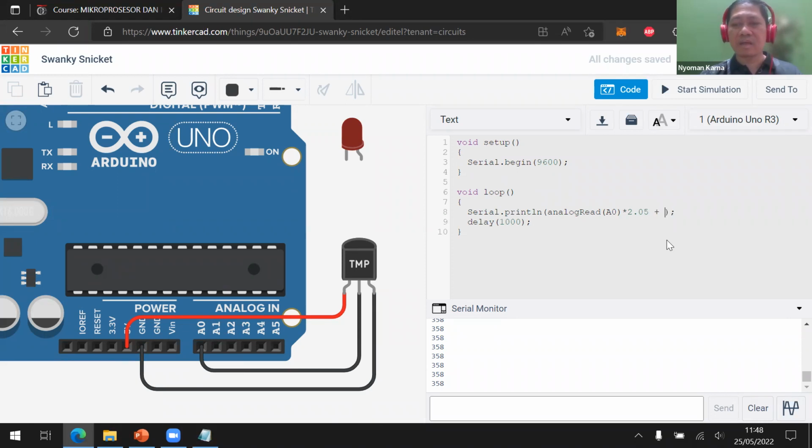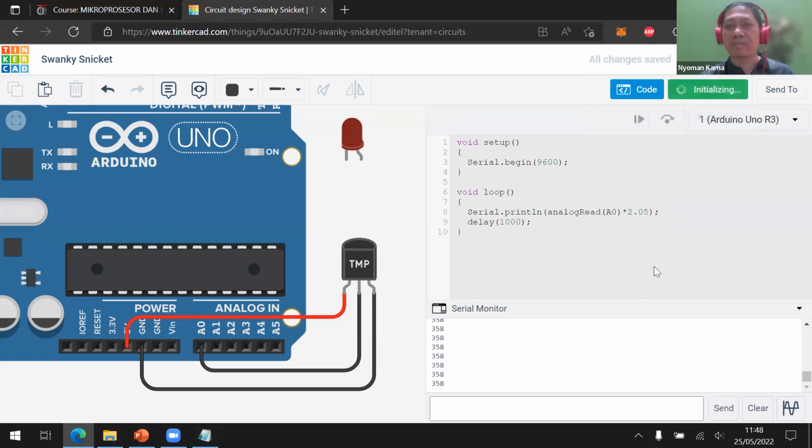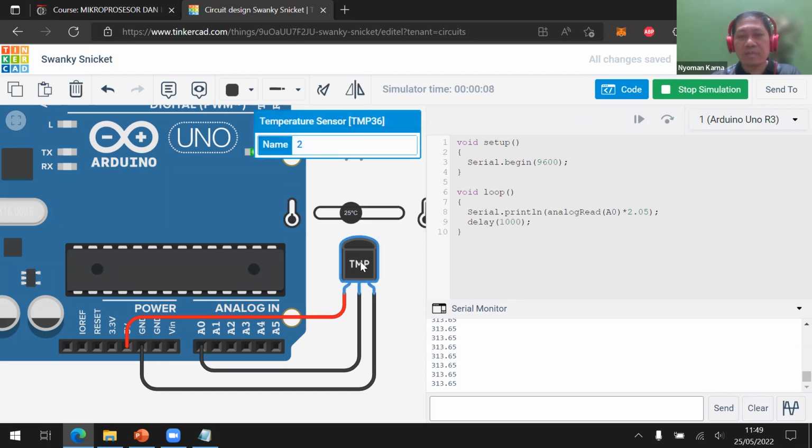Okay, so after this, I'm going to add with 100. Let's start this one first. Okay, start. Now it says that it's 313.65. That's not right. It's supposed to be 25 degrees Celsius. Or maybe in... Okay, 0 is 209.10.